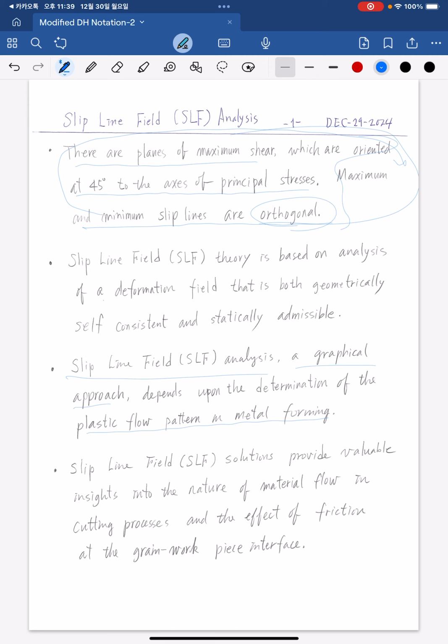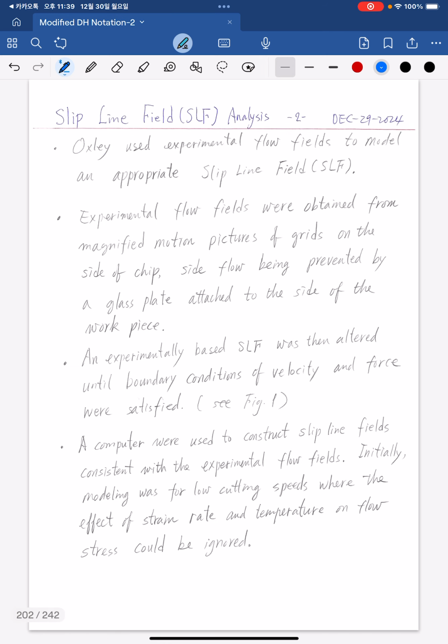Slip line field solutions provide valuable insights into the nature of material flow in cutting process and the effect of friction at the chip workpiece interface. Oxley used the experimental flow fields to model an appropriate slip line field. Experimental flow fields were obtained from magnified motion pictures of grid lines on the side of a chip, side flow being prevented by a glass plate attached to the side of the workpiece. An experiment-based SLF was then altered until boundary conditions, velocity, and force were satisfied.